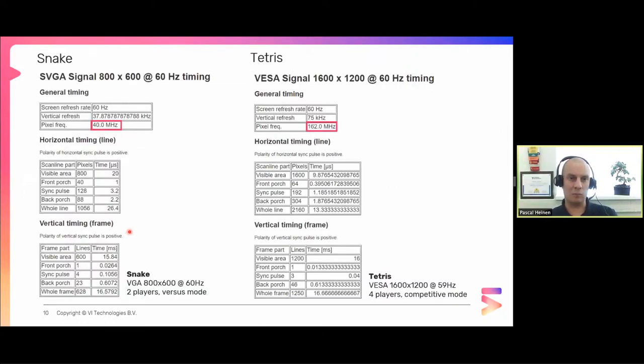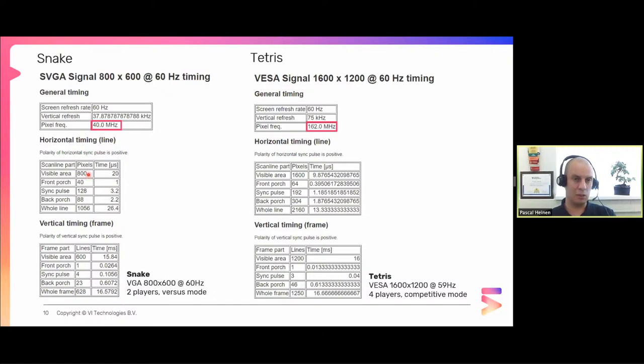So for an SVGA signal, 800 by 600 at 60 hertz, which was the display that I generated for Snake, you have this timing. What's very good about this is that it's exactly 40 megahertz. People that have worked with LabVIEW FPGA know that that is the main clock, or the basic clock, for the FPGA, which means if you implement this in a single cycle timed loop, every cycle of that loop will be updating one pixel on the screen. And down here, you find the exact timings.